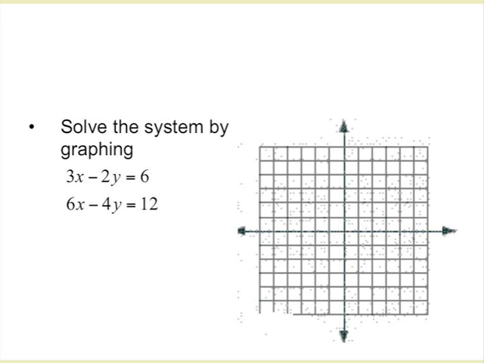Okay, for the first one here, if I let x equal 0, what do I get for y? -3, and if I let y equal 0, what do I get for x? 2. So I can plot that out. Y is -3, x is 2, and connect the dots with as straight of a line as I can manage.